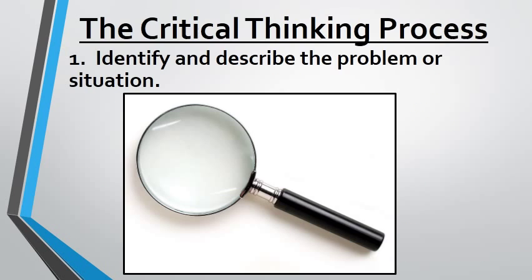The first step in the critical thinking process is to identify and describe the problem or situation. Let's say the situation is your friend invited you to a concert tonight. The problem is that it is a school night, and you're not sure your parents will let you go.